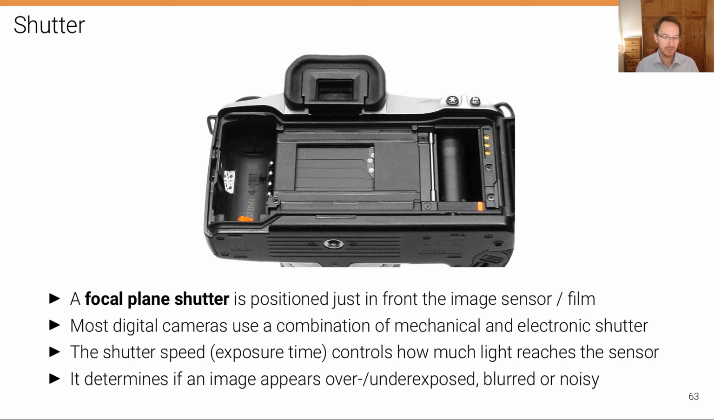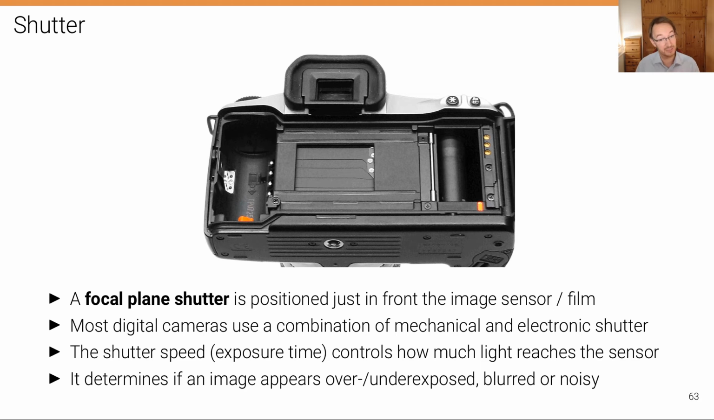If you are taking a picture in a dark scene, then you have to open the shutter for a long time, maybe a second or so. And then you have to hold the camera very still, because if you move the camera during the exposure time, you will have blur in the image. So the shutter time also determines the blur and the noise behavior.